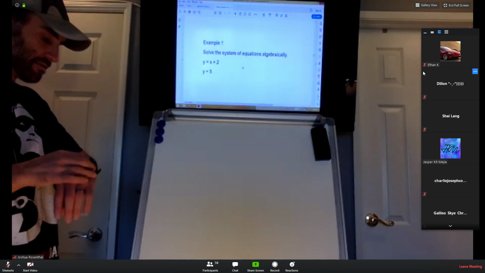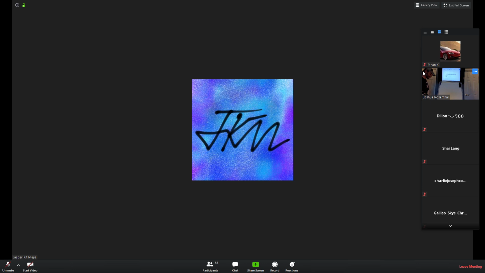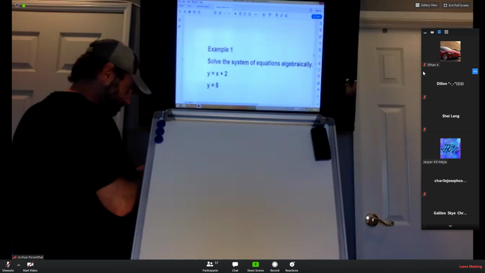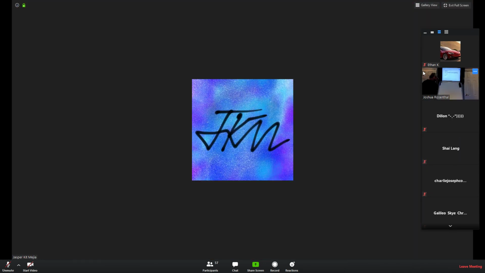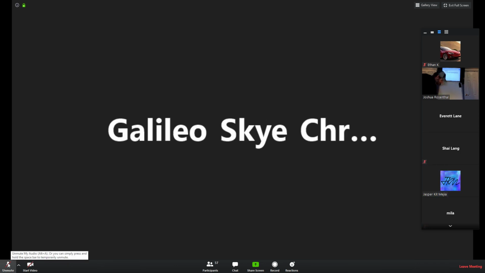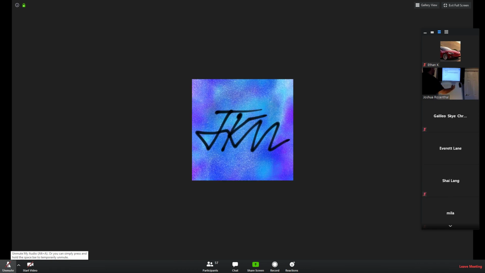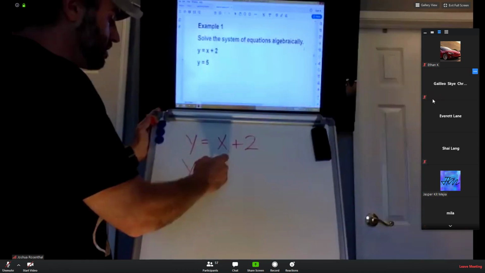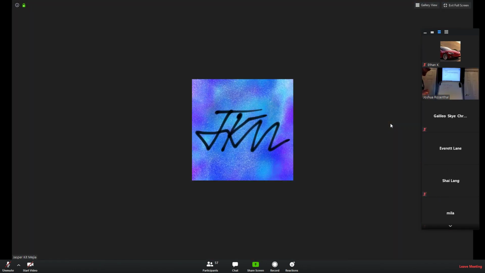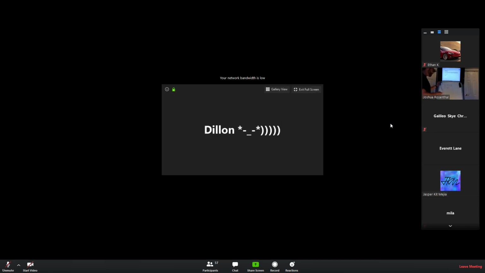Wait, what does that say? I can't read it. We'll make it bigger. How do you do this? It's already halfway solved. For y, the y part is already half your solution. So I guess they just want you to substitute. Real simple subtraction.